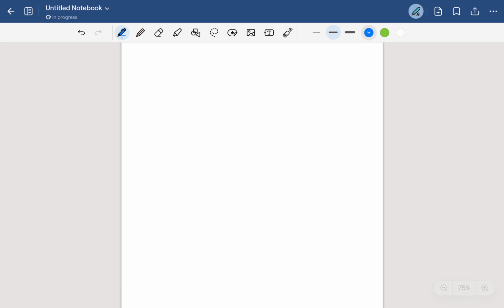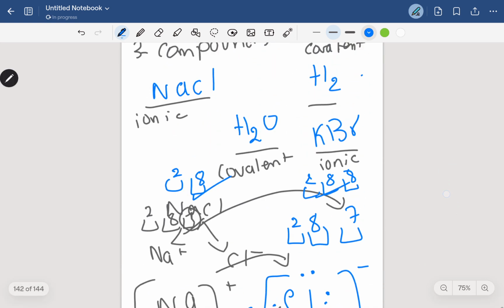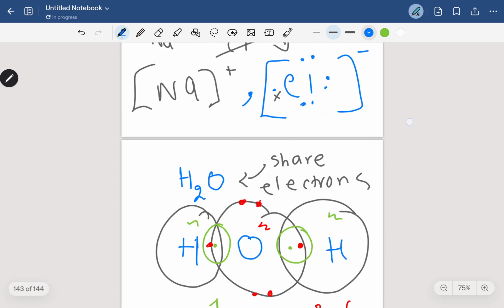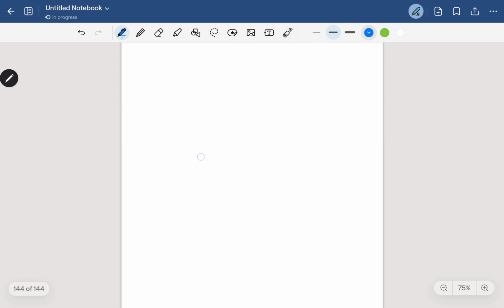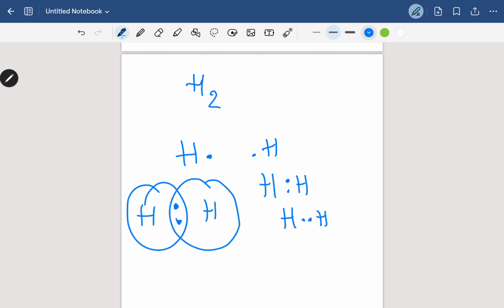So we did H2O and NaCl, one covalent and one ionic. Now H2 and KBr. I'm going to do H2. We know H has one electron and another H has another electron. So they're going to share it. It's going to be either like this, or however you represent it. Or if you want to do the intersection, it's going to be like this.